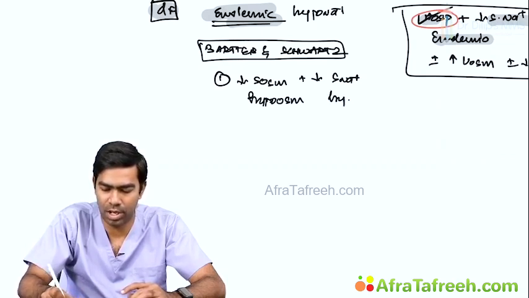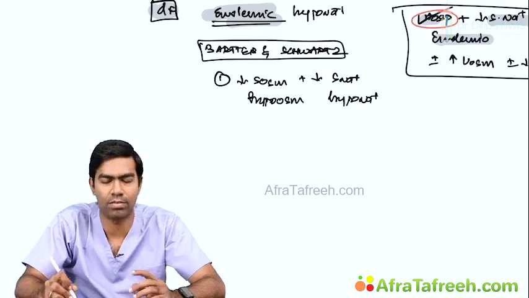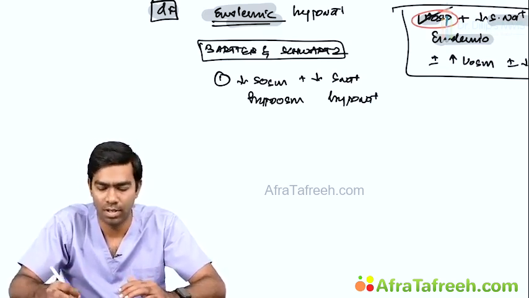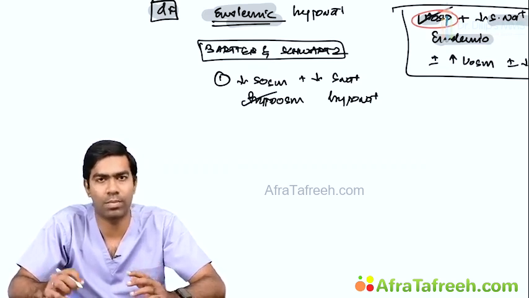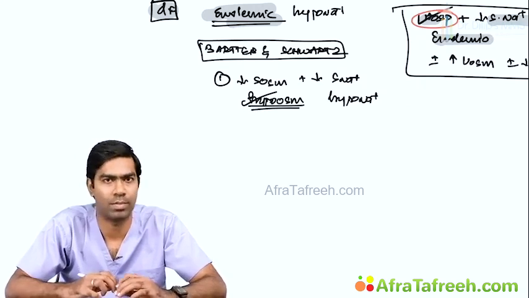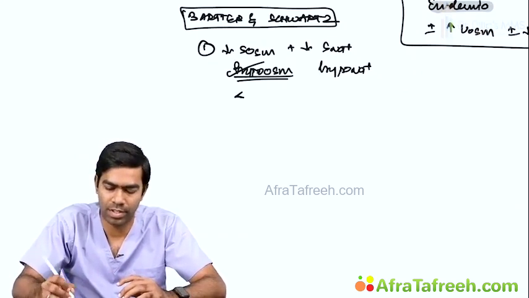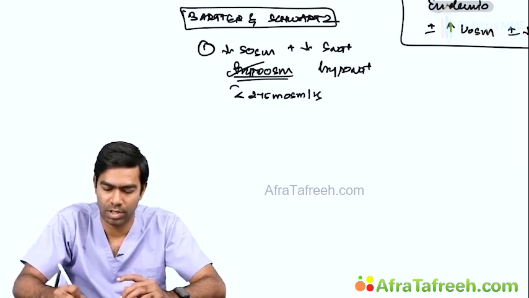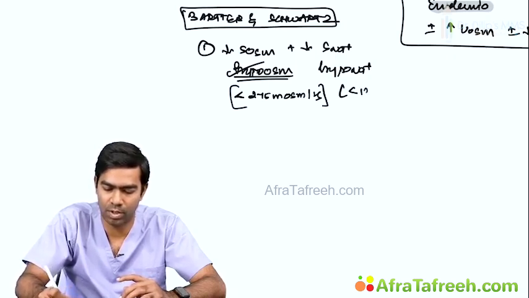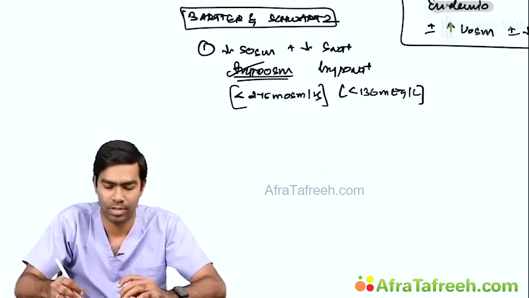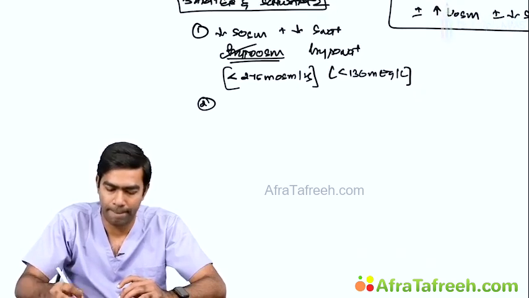We have not discussed the hyponatremia segment yet. That's why you are not understanding what is hypoosmolar, normosmolar, hyperosmolar. Hypoosmolar hyponatremia is a true hyponatremia. We'll discuss it in some time in the next video. By definition the patient's serum osmolality will be less than 275 milliosmoles per kilogram, and the patient's sodium will be less than 136 milliequivalents per liter. So hypoosmolar hyponatremia.